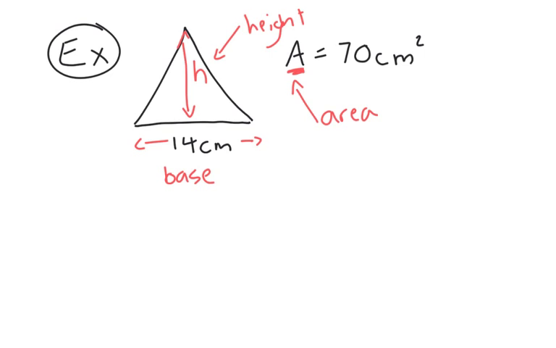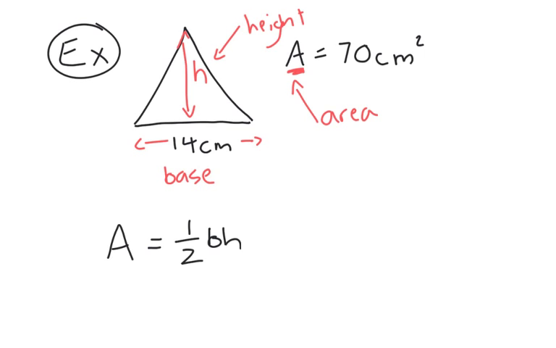There's a formula that includes area, base, and height of a triangle. And that formula is A equals 1 over 2 times base times height. I'm going to write that down over here. Area is equal to 1 over 2 times base times height. We know what the area is equal to, and we know what the base is equal to. However, we do not know what the height is equal to, and we want to solve for that variable of h.